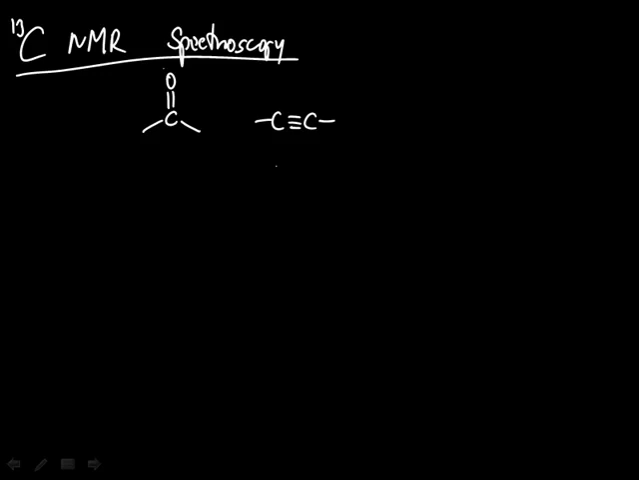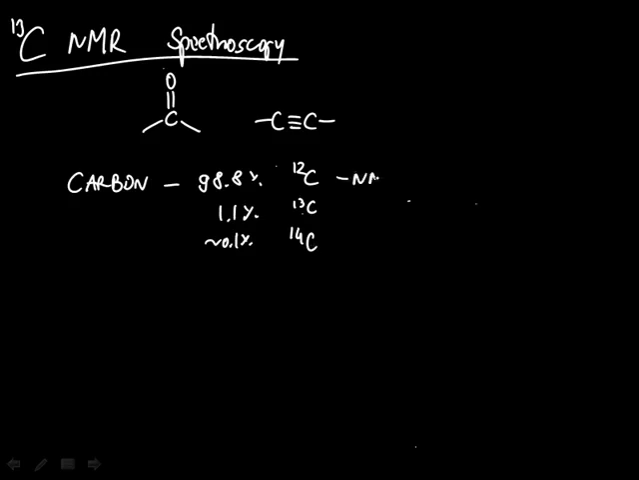However, this spectroscopy was also met with a lot of obstacles, the main one of which lies in the low abundance of carbon-13. If we think about a natural sample of carbon, this is 98.8% carbon-12, and then carbon-13 constitutes about 1.1%, and about 0.1% is radioactive carbon-14. Now carbon-12, because it has an even number of protons and an even number of neutrons, is NMR inactive, which is quite unfortunate because this is the most common isotope of carbon.